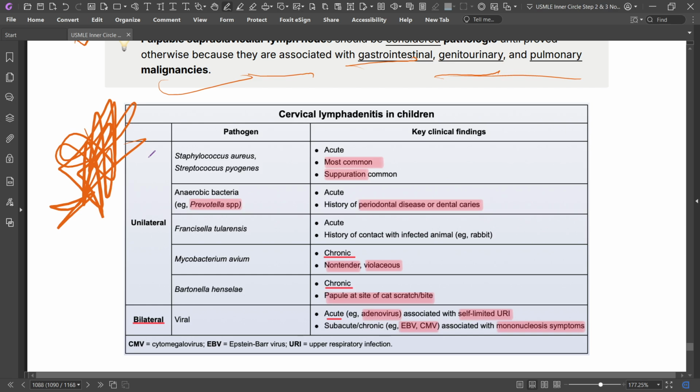Unilateral anaerobic bacteria like Prevotella, with a history of periodontal disease or dental caries. Francisella and Mycobacterium avium cause chronic, non-tender, violaceous nodes. Bartonella henselae causes a chronic papule at the site of a cat scratch or bite.